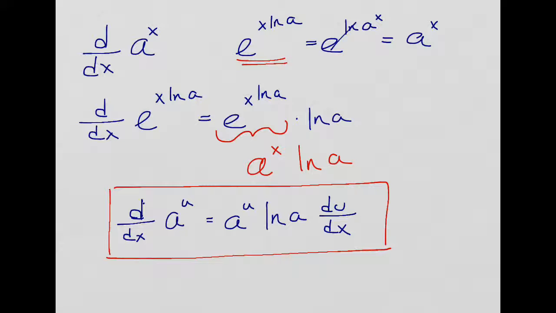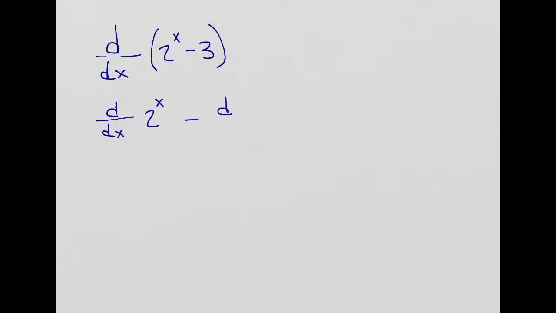So let's take a quick example. Let's take the derivative with respect to x of 2 to the x power minus 3. If we're going to take this derivative here, we're just going to take each derivative separately. So really what this is going to be is the derivative with respect to x of 2 to the x minus the derivative with respect to x of 3. And so this part over here just comes out to be 0, so we're not really going to pay attention to it.